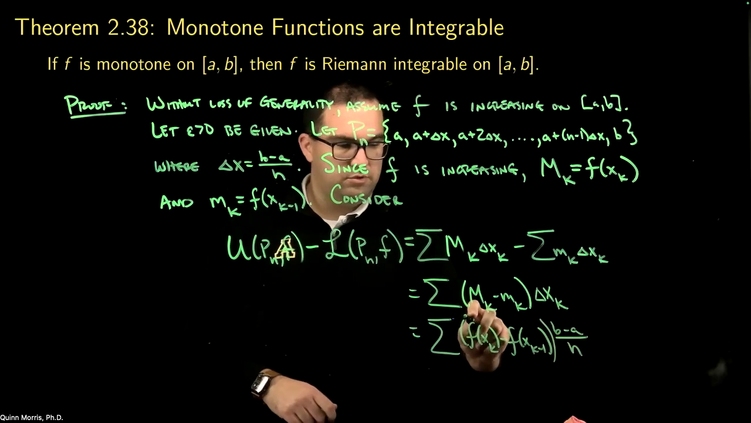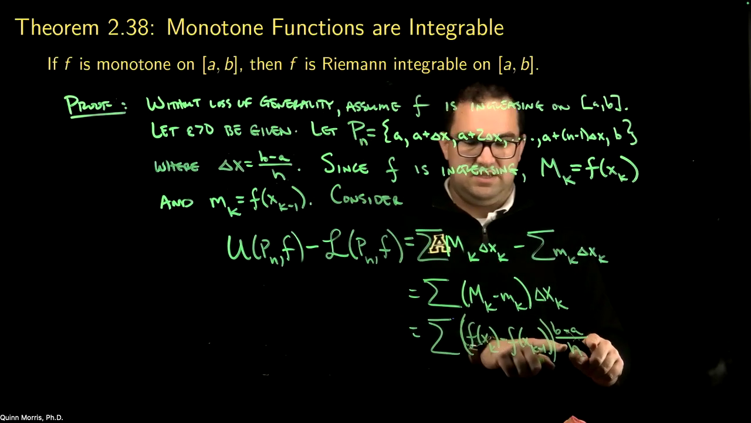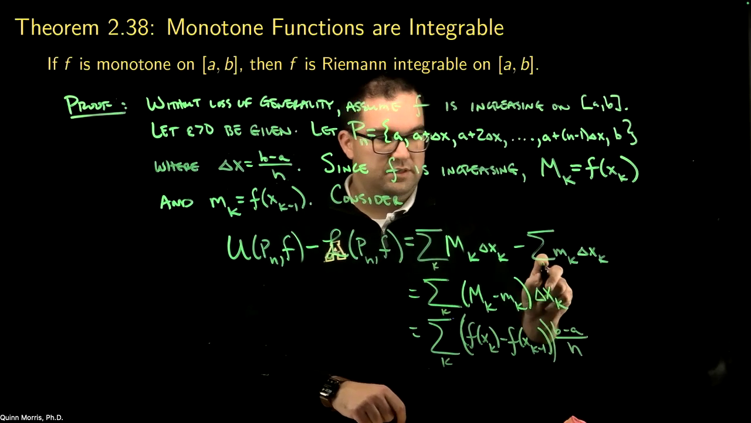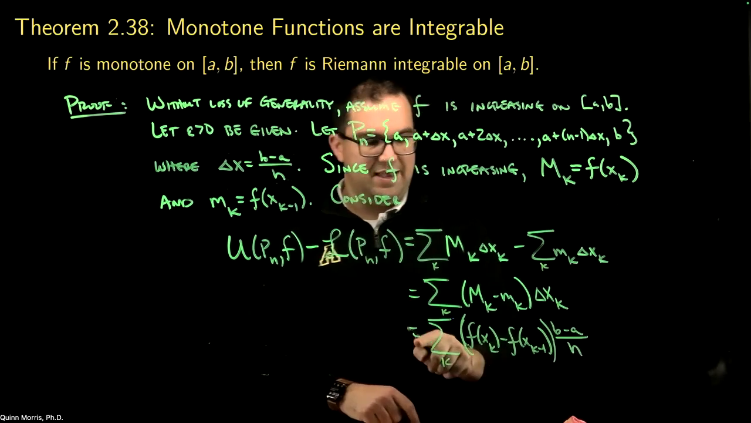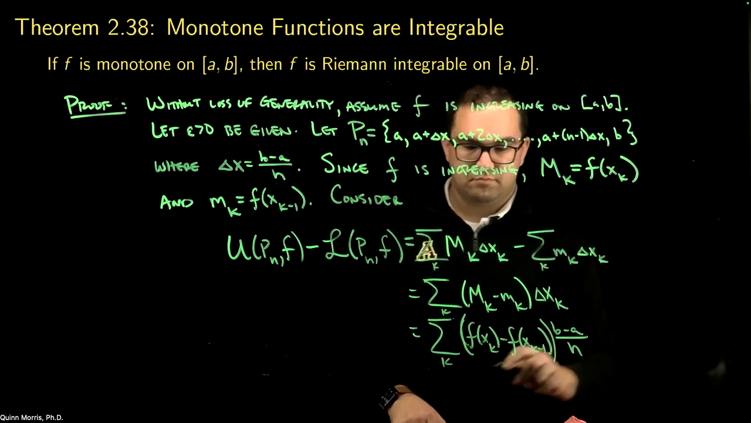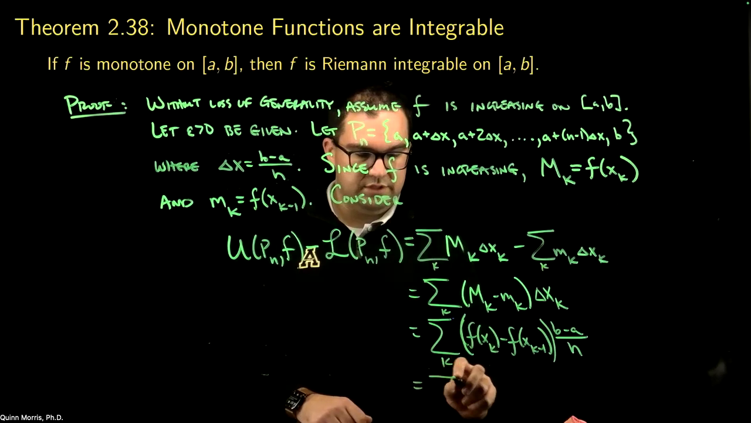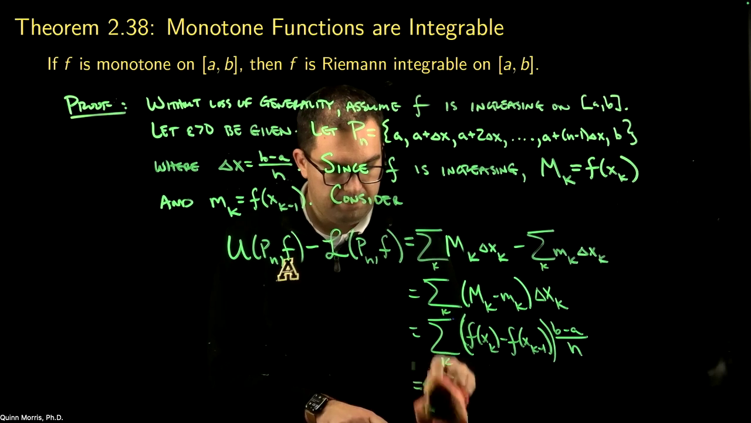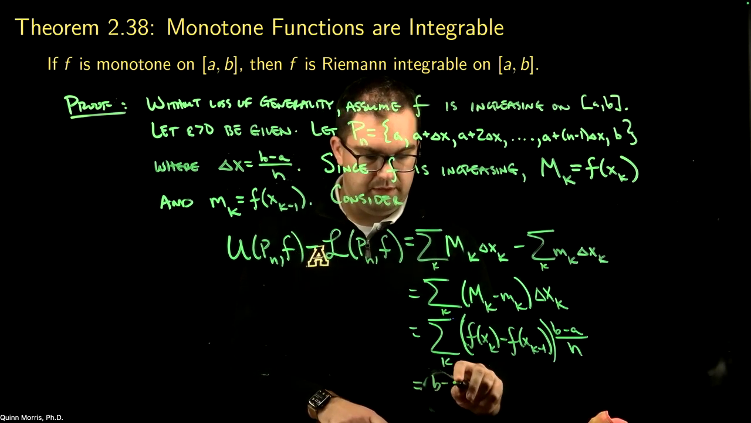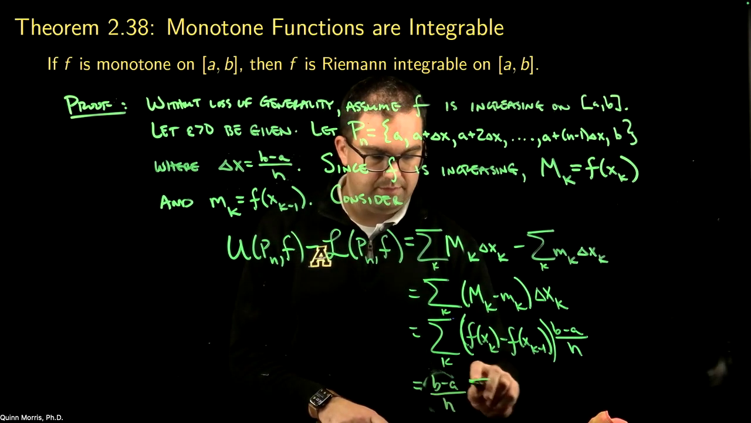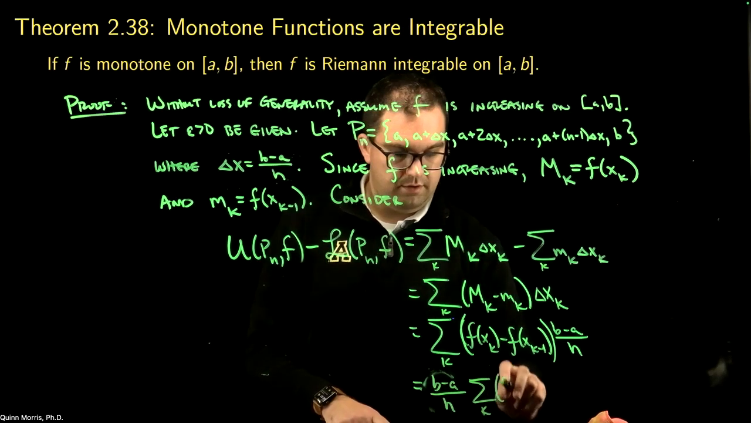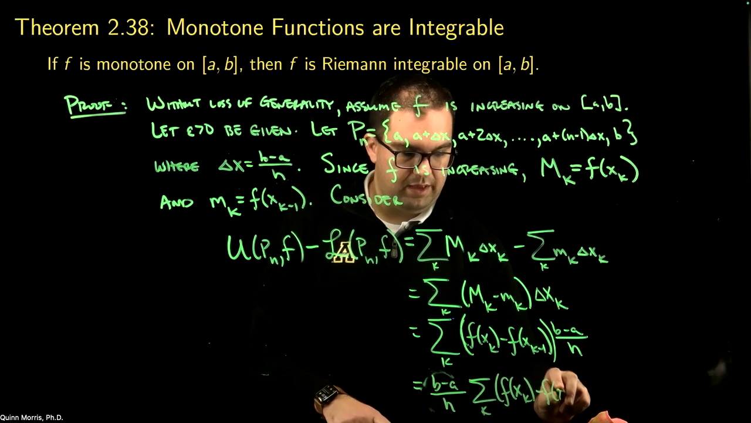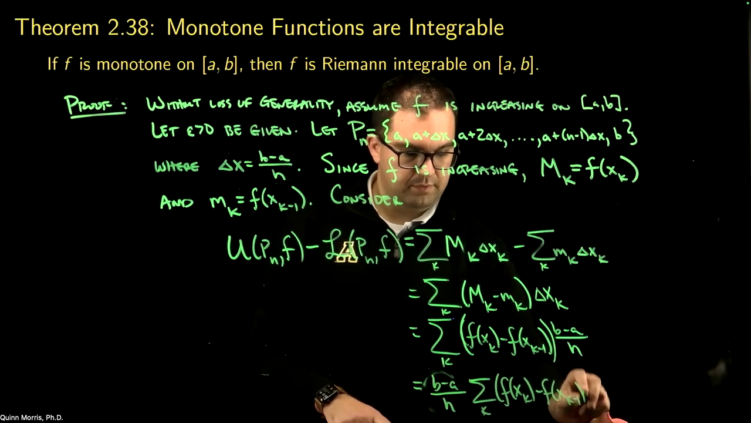And what I want you to notice is that this is a sum over k, right? These are all sums over k. This doesn't depend on k, so I can pull this out of the sum. So this is (b minus a) over n times the sum over k of f of x sub k minus f of x sub k minus 1.